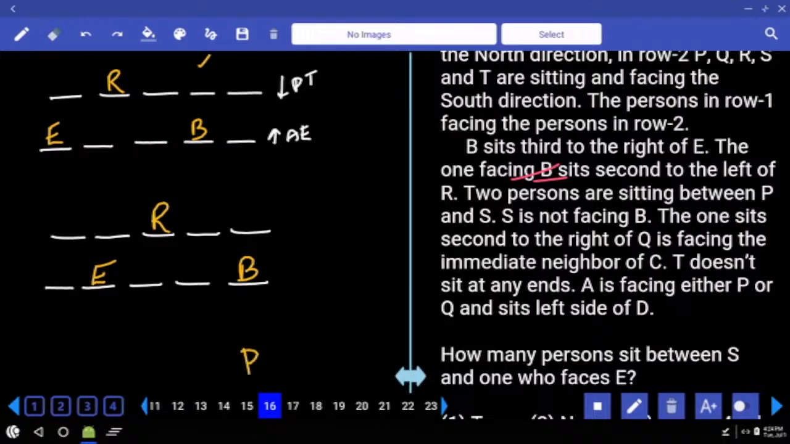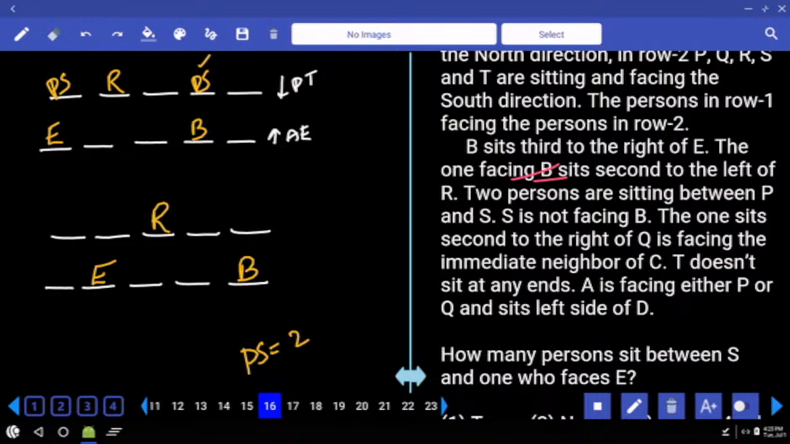Now 2 persons between P and S. In between P and S, how many? There are exactly 2 people. Between P and S, 1 person must be here, and the other person must be at this place. In this case, the 2 persons between P and S can be like this or can be like this. Now there are 2 possibilities.